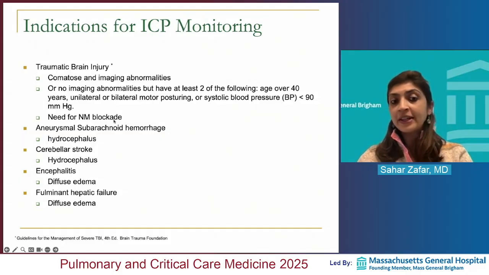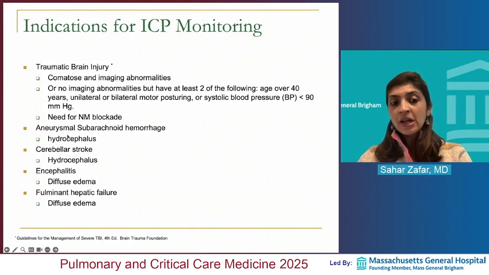And then, of course, if they need neuromuscular blockade for an alternate or a different reason, and there's concerns that they may have high intracranial pressure, those are the patients that we do monitoring for. Another common indication is aneurysmal subarachnoid hemorrhage patients.